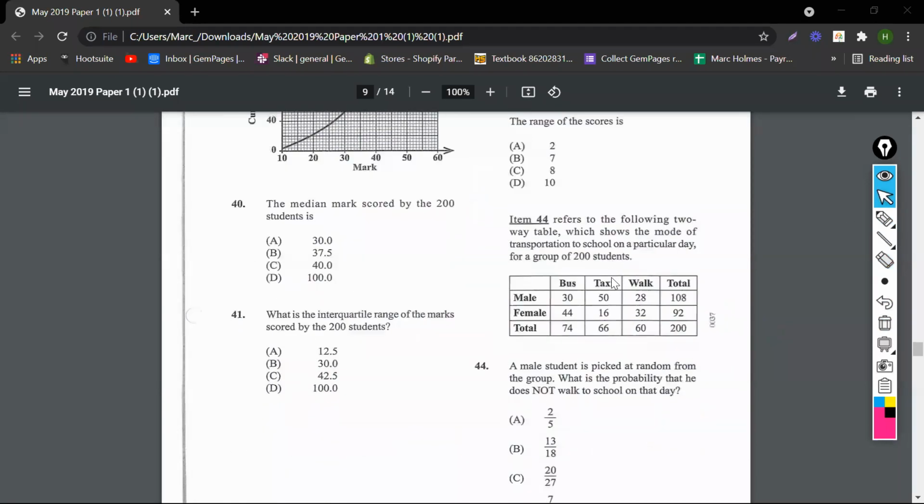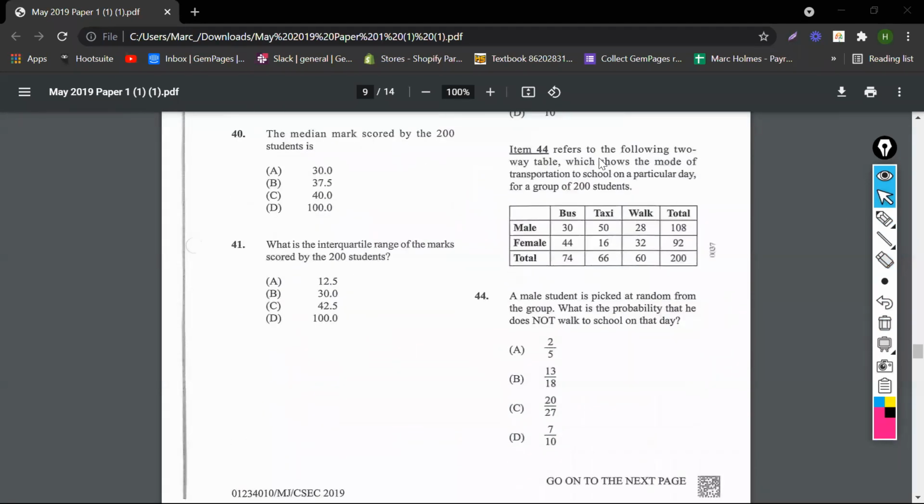Let's move on to 44. It says here 44 refers to a two-way table which shows the mode of transportation to school on a particular day for a group of 200 students. A male student is picked at random from the group. What is the probability that he does not walk to school on that day? Well, the probability that a boy doesn't walk to school is 50 plus 30.